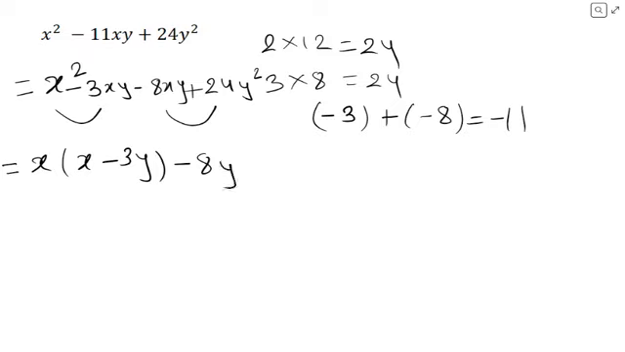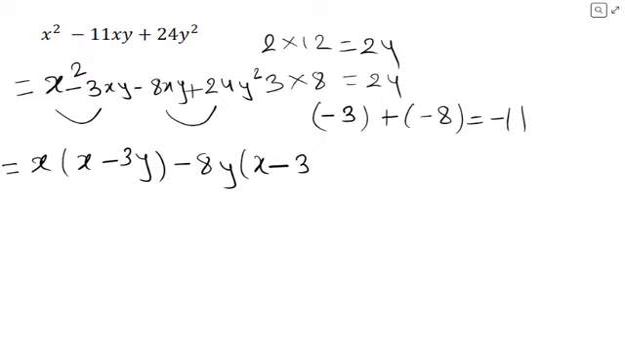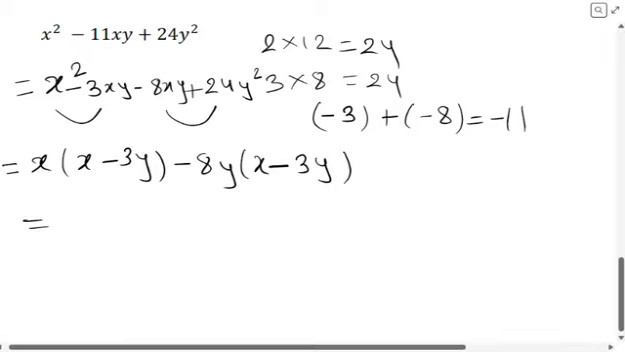So x, now here you have to change the sign because of this minus. So divide 24 by 8, which is 3, from y square. The y is already factored out, y is the remainder. Now here again, x minus y is factored out and simply x minus 8y. So this is how we factor.